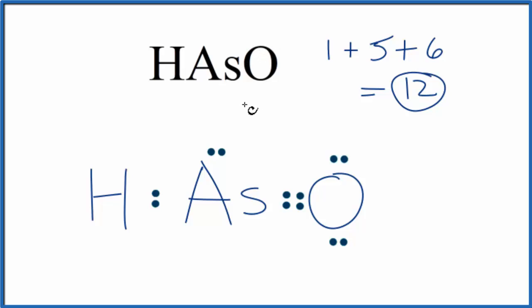If you check the formal charges, they're all 0, so that makes sense. And then if you looked at the molecular geometry, it looks like it's going to be linear. But because we have this lone pair up here, we're actually going to have a bent molecular geometry.